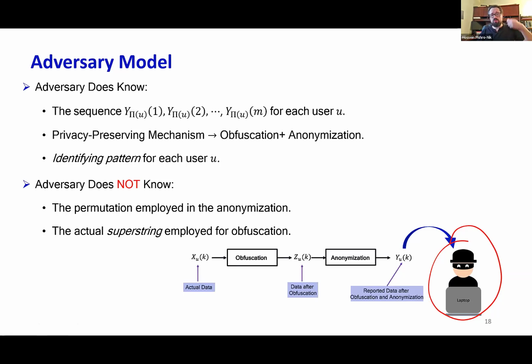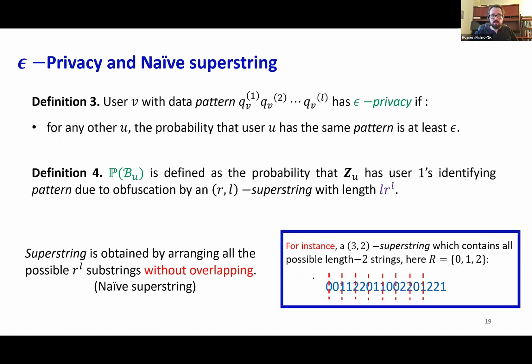Remember, we are tossing a coin to decide, do we want to obfuscate? So the adversary doesn't know which values are being obfuscated. And finally, the anonymization is also done randomly. It's a random permutation, and the adversary doesn't know. So anything that is random, the adversary doesn't know. But the mechanism, the adversary knows.